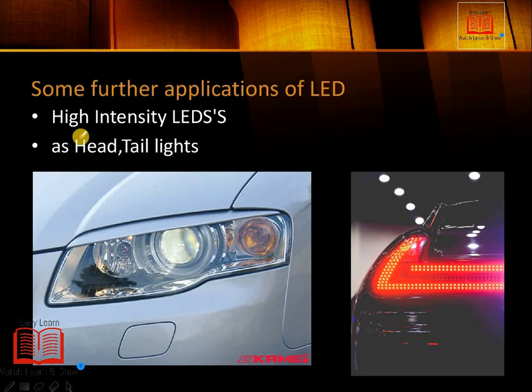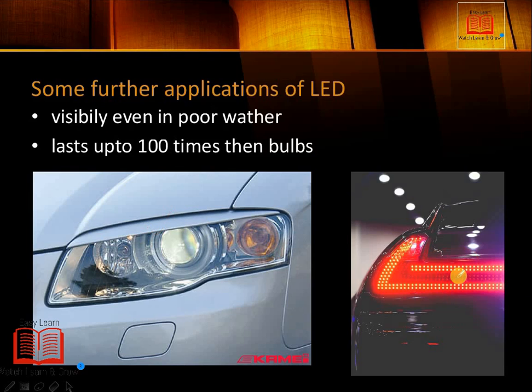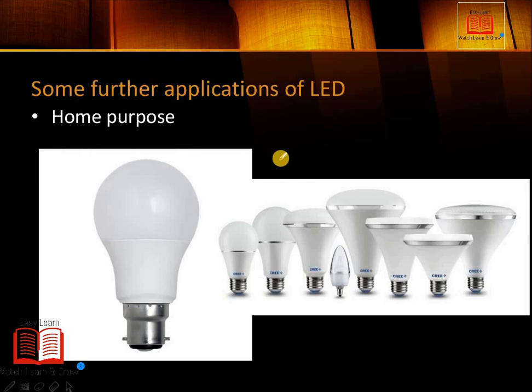And this is another application. Light intensity LEDs are used nowadays in headlights and in tail lights. You can see that LEDs are used. They have two main benefits in the next slide. Yes, visibility is much better in poor weather, foggy weather for example. They have much more visibility than normal bulbs, incandescent bulbs, and last up to 100 times longer than the bulbs. So they are preferred as they are more efficient as well.